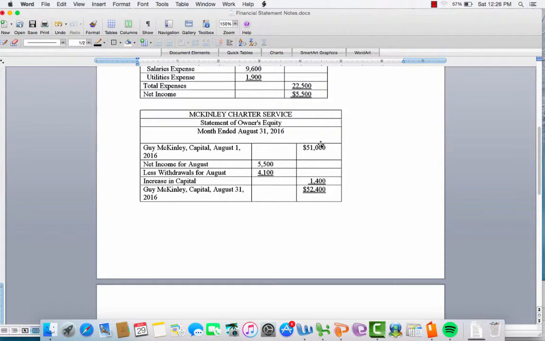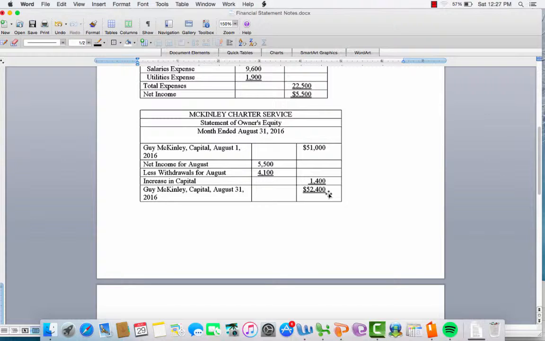Just that 51,000, adding that 1,400. The 1,400 was the change in capital. Notice we had an increase in capital for this month because the capital went up. It doesn't always have to be that case. If Guy would have taken out 10,000 in owner's withdrawal instead of 4,100, we'd actually have a decrease in capital. We'd have a negative number here, and we would subtract that from our initial investment. But that wasn't the case here. Our capital actually went up for the month of August. So that was our second financial statement we completed.